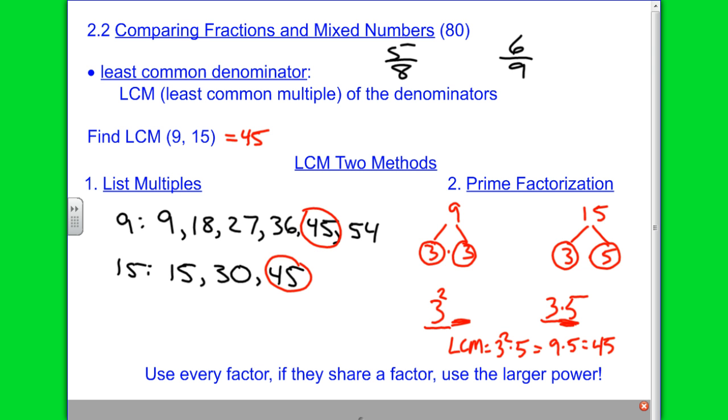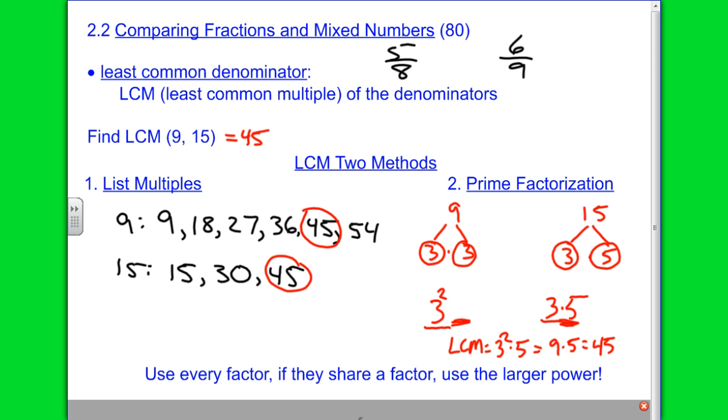So 5/8 and 6/9. The question is, do 8 and 9 have any common factors? Who can give me the factored form of 8? Miles? 2 and 4, and then 4 is 2 times 2. So how many 2's are in 8? 3. So 2 to the 3rd, right?